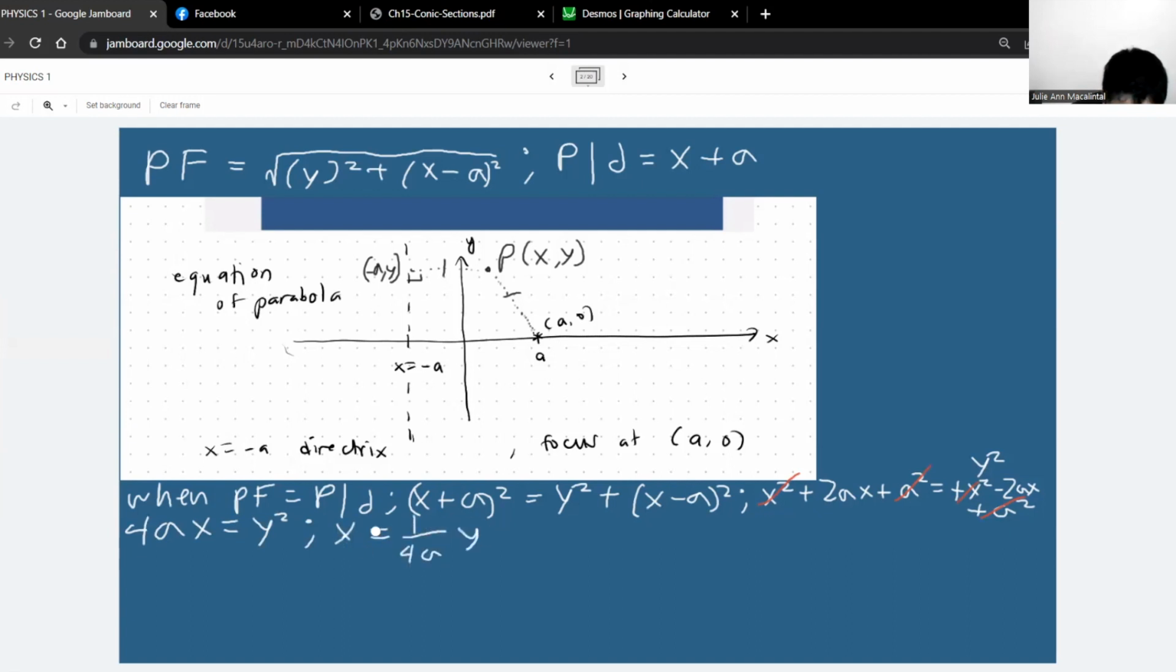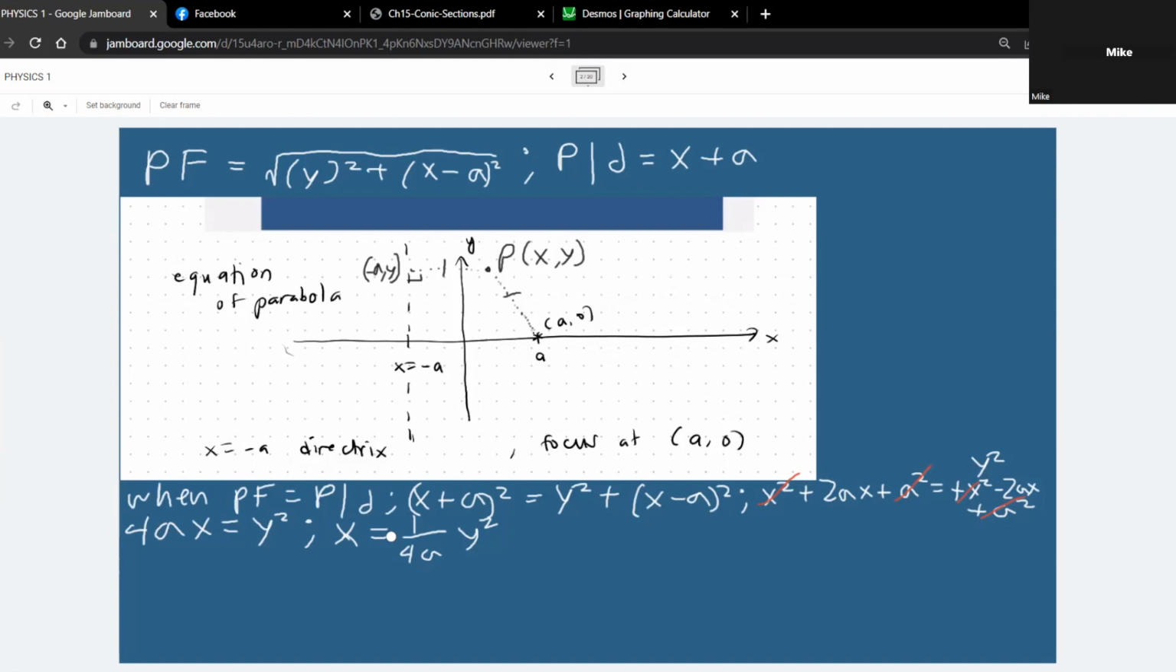Why didn't I realize it? It's just literally the opposite. It's just literally X swapped with Y. Tapos ano yan eh? What if A is negative? So magre-reflect lang yan. Okay. So yan yung sa definition ng parabola.